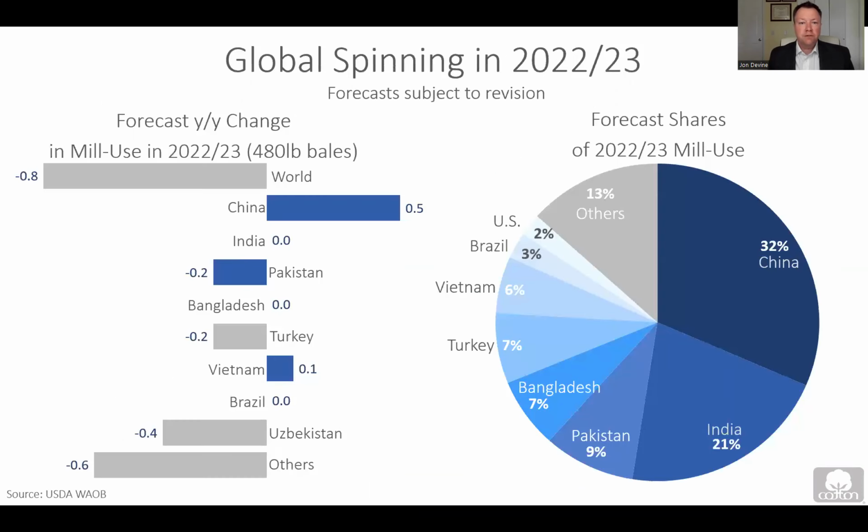But before we get too close to that, I want to briefly review what's going on the demand side. I just want to take a look at globally. The USDA right now is forecasting only about a 1 million bale reduction in global mill use. Some of that's a reaction to higher prices, some of that slower economic growth. I think we probably will see that number continue to be revised lower as time goes on.